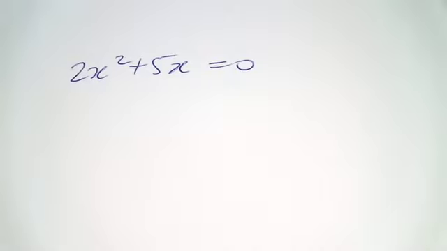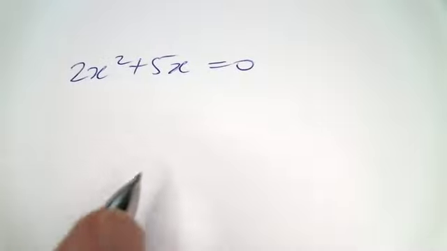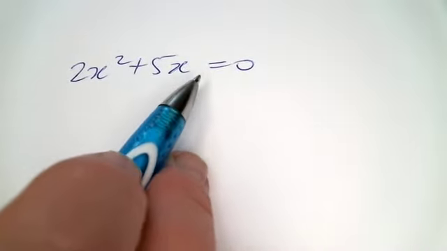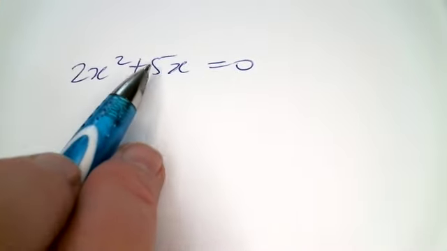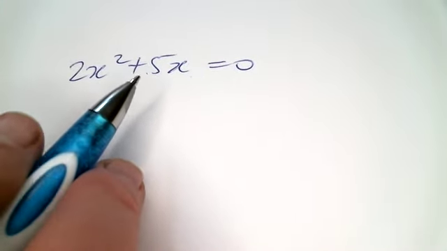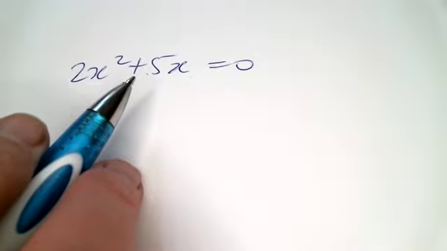Okay, this is one of the stranger types of quadratics, but it's also the easiest to solve. It doesn't have an end term. It doesn't have what we call a C term. It has an A and a B, but no C value. So to solve this, nice and straightforward.